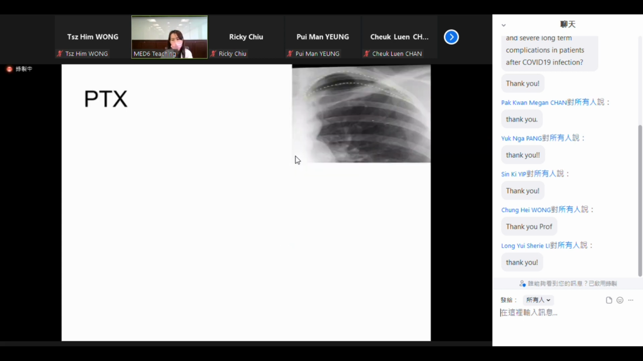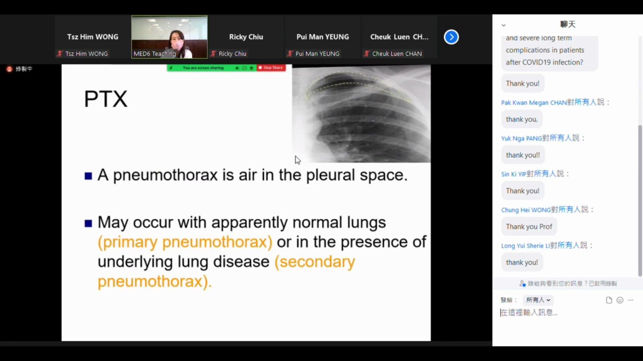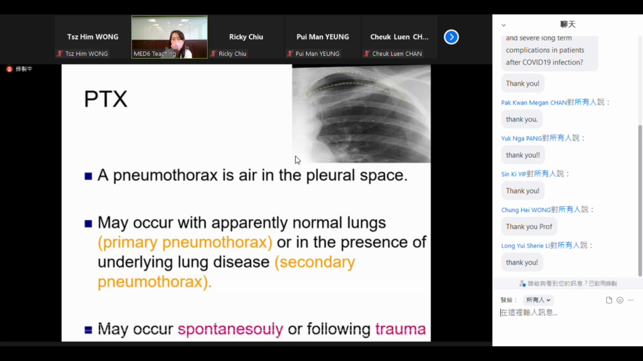So what is pneumothorax? You can see this chest X-ray shows hyperlucency over the apical area. Pneumothorax is air in the pleural space by definition. And there are two types of pneumothorax. First is the primary pneumothorax. That means it occurs in a normal lung. And the second one is secondary pneumothorax. That means the pneumothorax occurs in the presence of underlying lung disease. By etiology, they can be classified as spontaneous or traumatic.